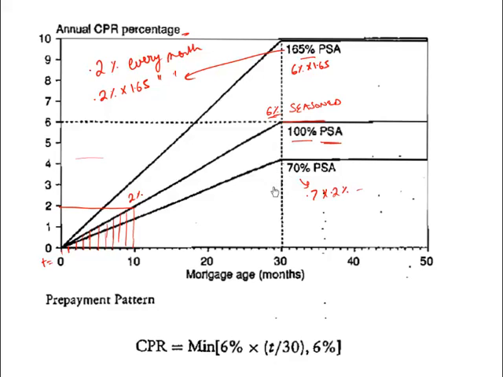Higher prepayments mean more principal upfront, so more cash flows upfront, but some interest will be lost that will never come in the future also. So overall total cash flows will reduce because some interest has been lost as more principal has been prepaid upfront. So the prepayment pattern can be summarized in this expression, that is, it'll keep increasing by 0.2% and then become constant at 6% after 30 months. This is the 100% PSA.